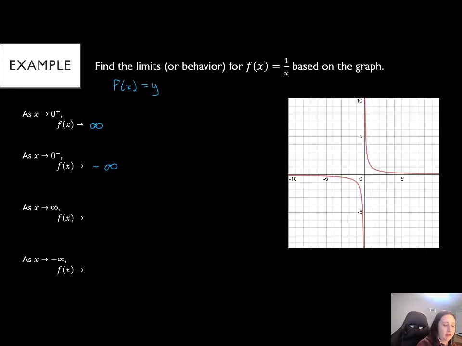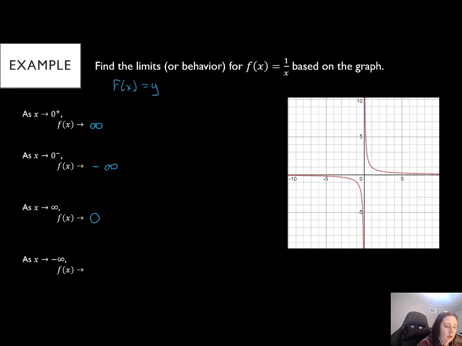Now as x goes to infinity, so that's basically you're starting at 0 now, and you're saying, well, what happens as I now go in the opposite direction as I go to the right towards infinity? My y value is getting really close to 0. So you can see it's getting closer and closer and closer to the middle of the graph. So we say that f of x approaches 0.